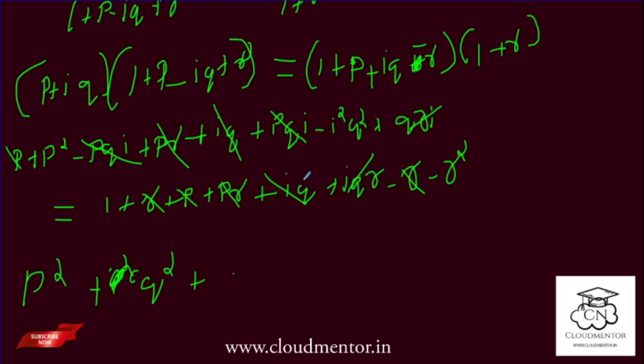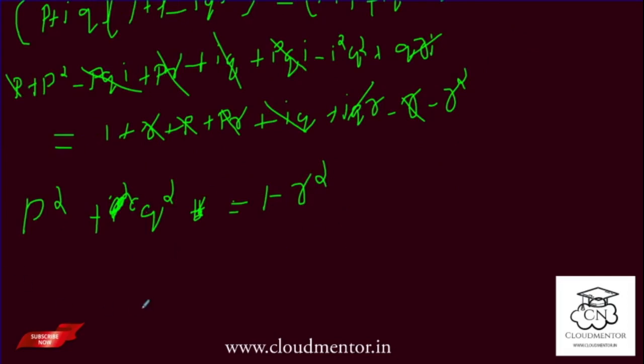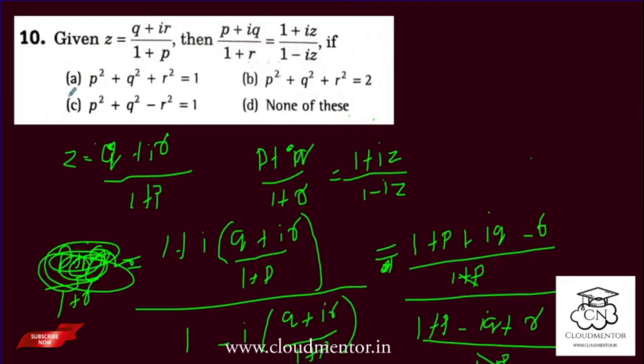And nothing left, I think. So in the left hand side it is only this one, and in the right hand side only 1 minus r square, right? 1 minus r square. So we got, taking r square to the left, p square plus q square plus r square equal to 1. So let's look at the option p square plus q square plus r square equal to 1. So yes, option A, right answer here. Okay, next question.